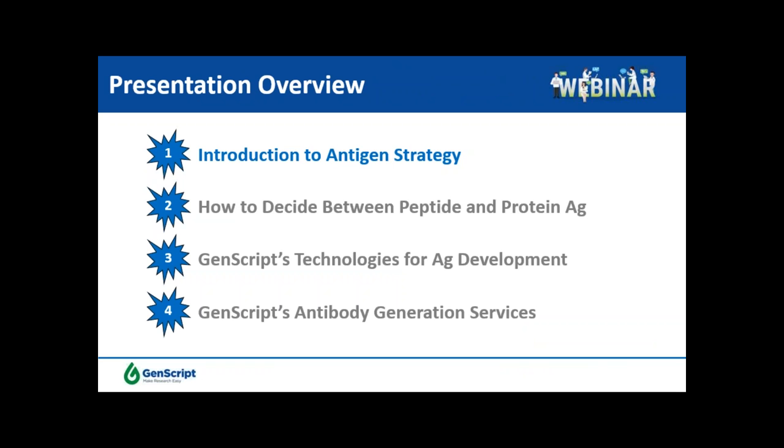So this is the outline for today's presentation. I will first give a general description of antigen strategy, and then I will talk about the key factors you need to think about before making any decisions about the antigen strategy. I will also introduce GenScript's technologies that can help you to choose and design optimal antigen for your experiment, as well as our antibody generation service packages. At the end of my talk, I will be more than happy to answer your questions, so please feel free to add them to the chat box throughout the whole presentation.